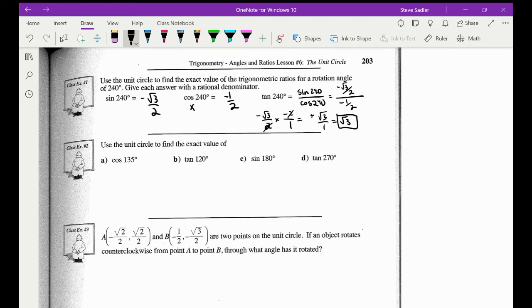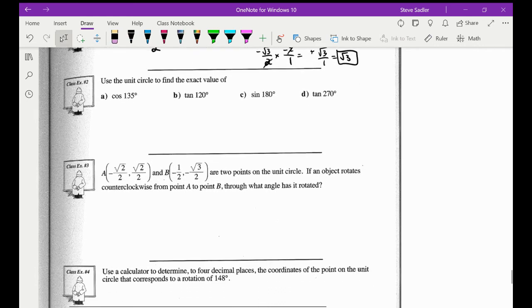Use the unit circle to find the exact value of cos of 135. Cos of 135. So go to 135 on your unit circle, and we know we're looking for cos, so we're looking for the x value. And that will be equal to, the x value is negative root 2 over 2.